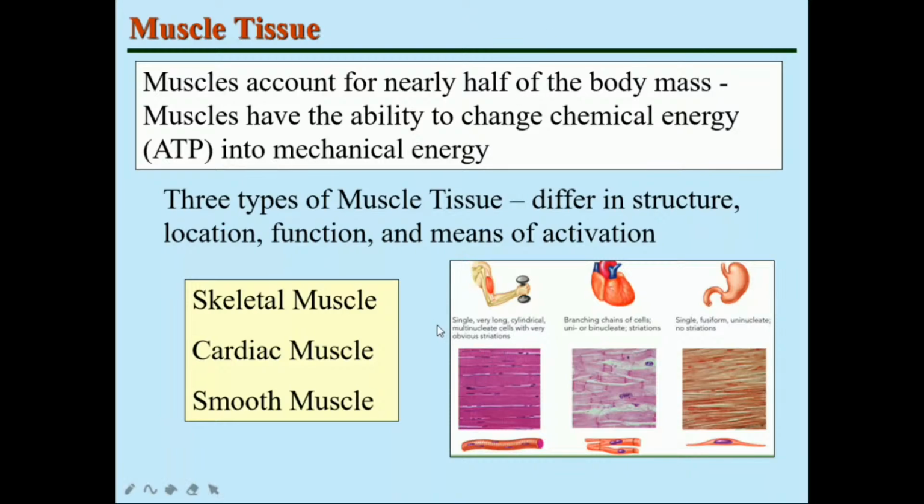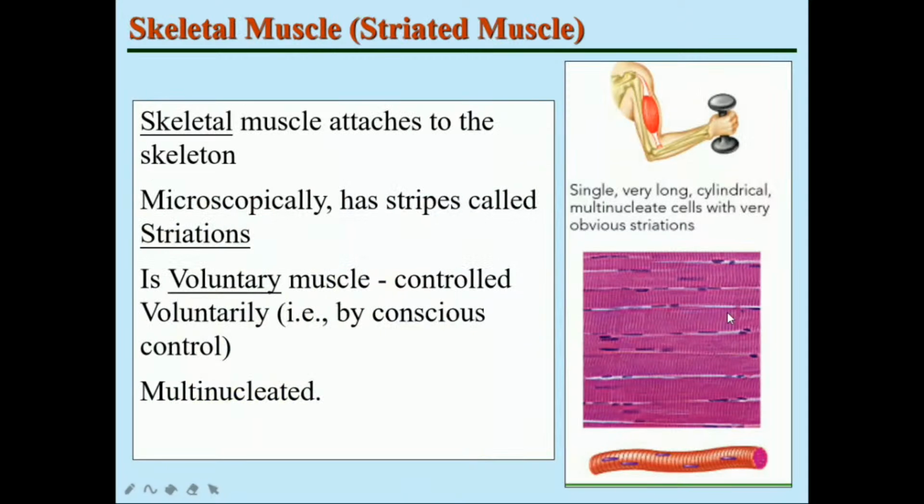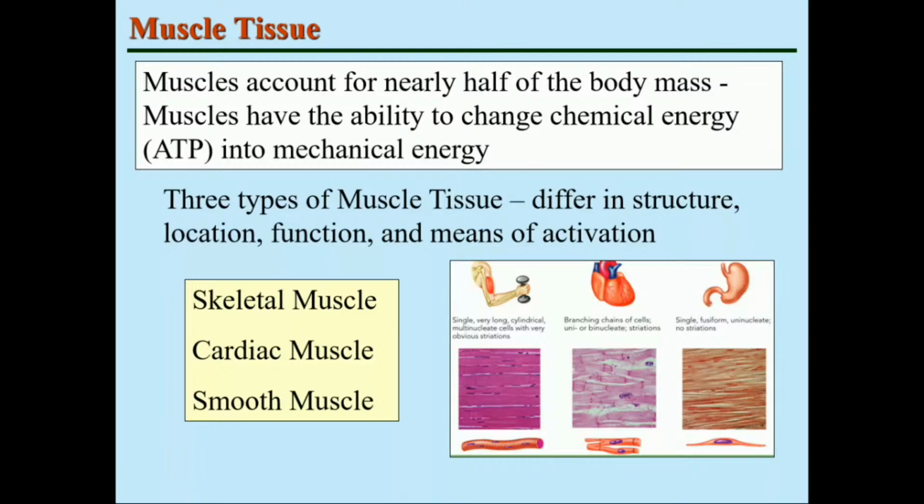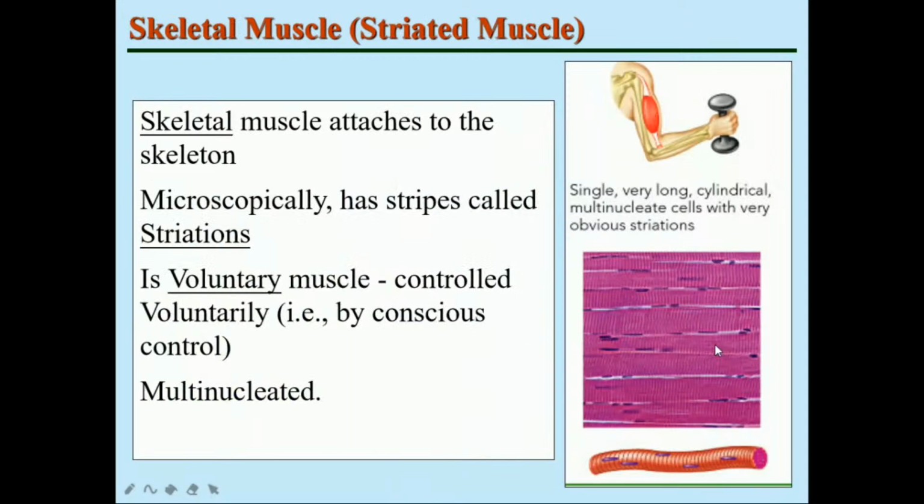are very long, cylindrical, multinucleate cells with obvious striations. As you can see, these are the cross striations. So the skeletal muscle is also called striated muscle. And then we have the cardiac muscle present in the heart, which has branching chains of cells and striations. And the smooth muscle, which are single, spindle shaped, uninucleate cells. There is a single nucleus and there are no striations.